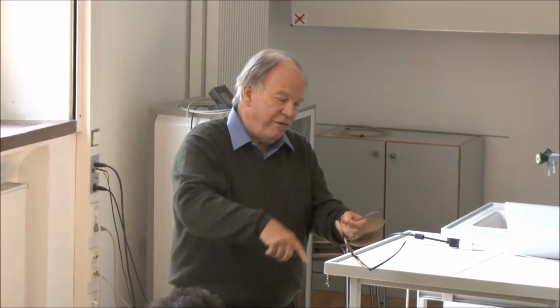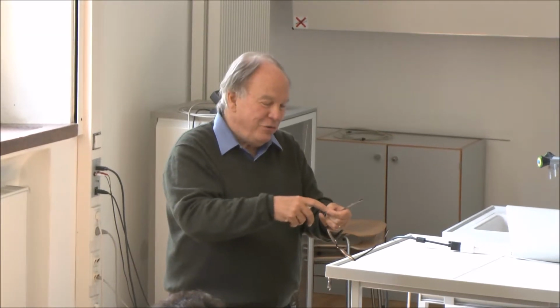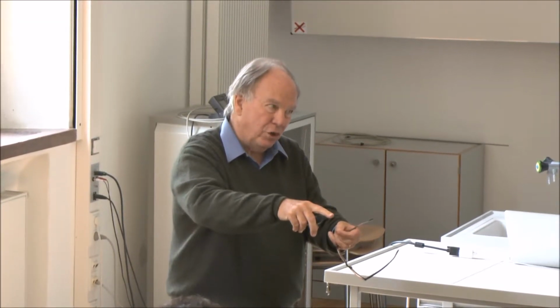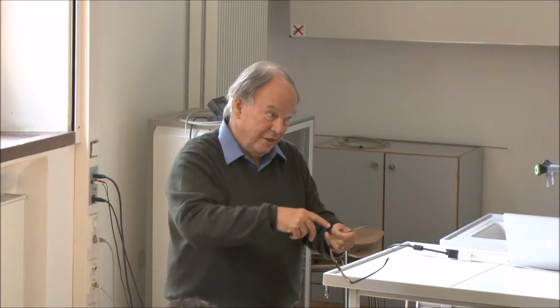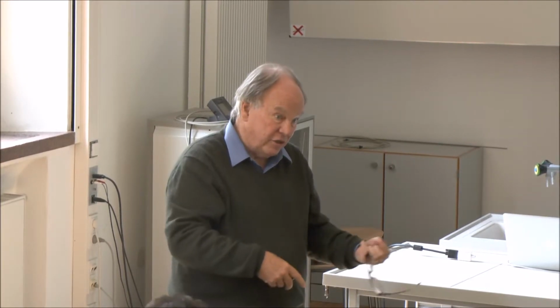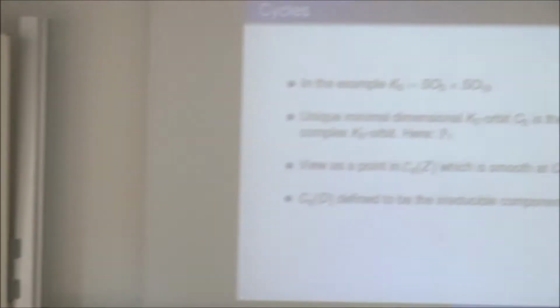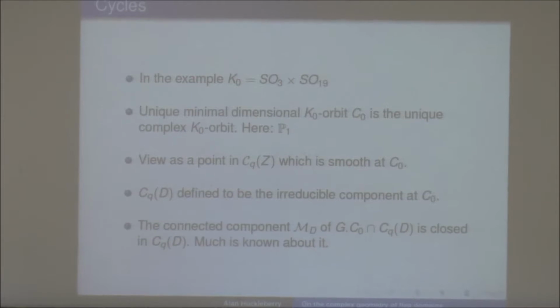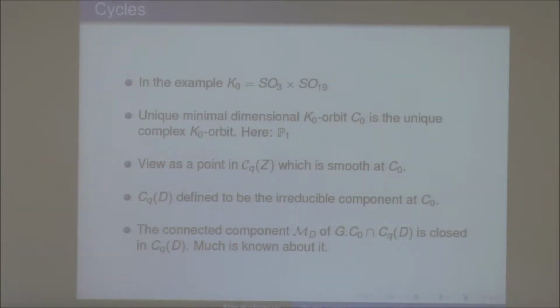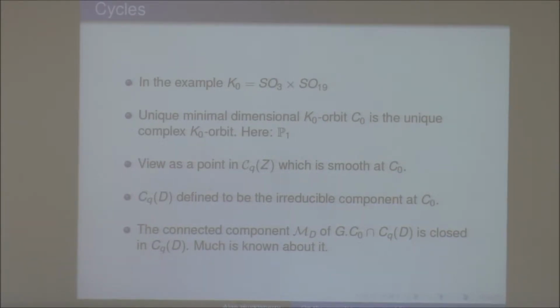The base cycle is a smooth point of the cycle space. It doesn't have 25 irreducible components coming out of it. So what we can do is we can say, just take the irreducible component of the cycle space which contains this point. And the irreducible component makes sense because it's smooth. Okay, so the notation I use is C_q(D) is the irreducible component, the connected component. Some people call this M_D. Joe Wolf started calling this M_D. I don't know, I think he thought this was a moduli space.